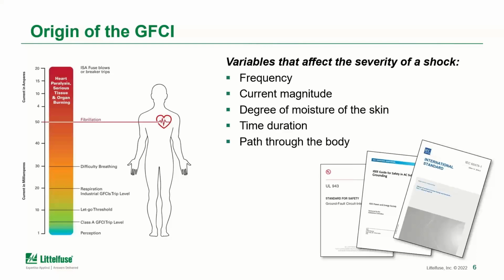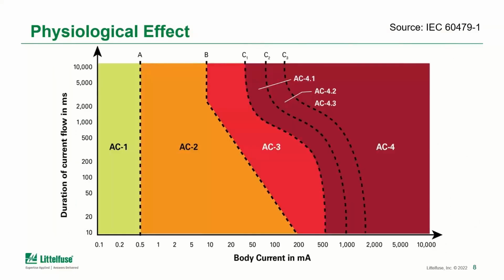There are other factors, of course, dry skin being a better insulator than moist or sweaty skin, and cuts or other perforations of the skin can also have a significant effect there. The path through the body, which was on that previous slide, also impacts whether the current goes through your heart or through other tissues in your body. So that also has an impact.